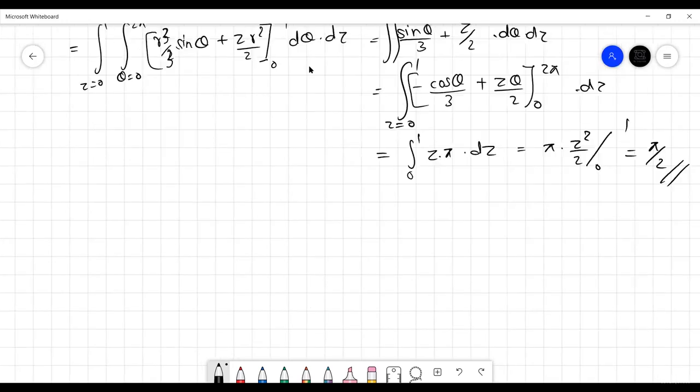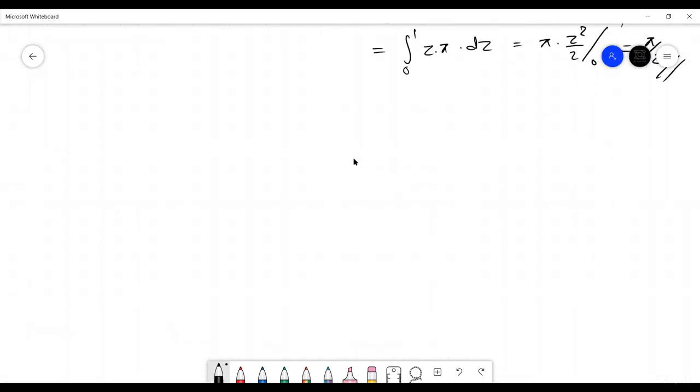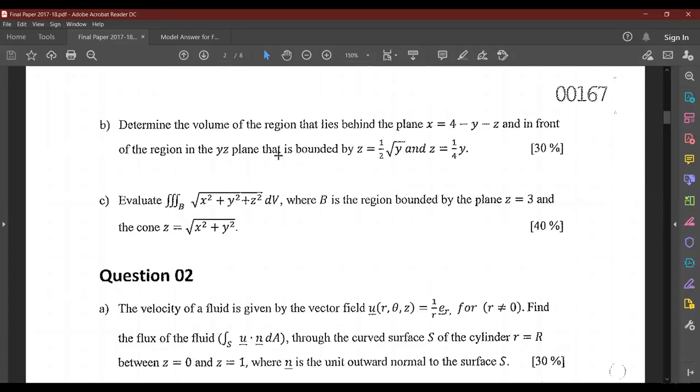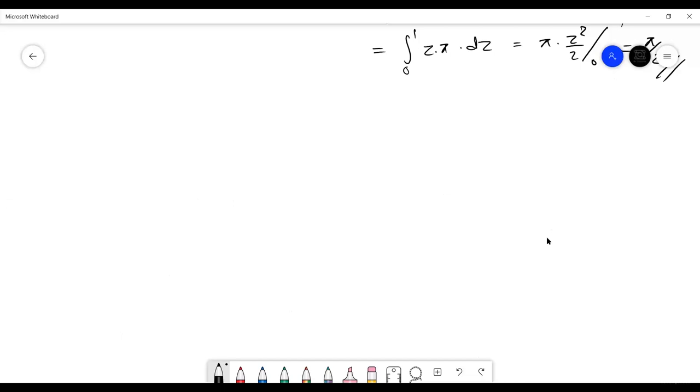The second part of this question is a bit tricky, and there's a reason I say that. In part B, they are saying determine the volume of the region that lies behind the plane and in front of the region in the XY plane. First, we have to draw the figure. If you draw the figure properly, you can figure out what is happening. So we'll draw both the 3D figure and the base.